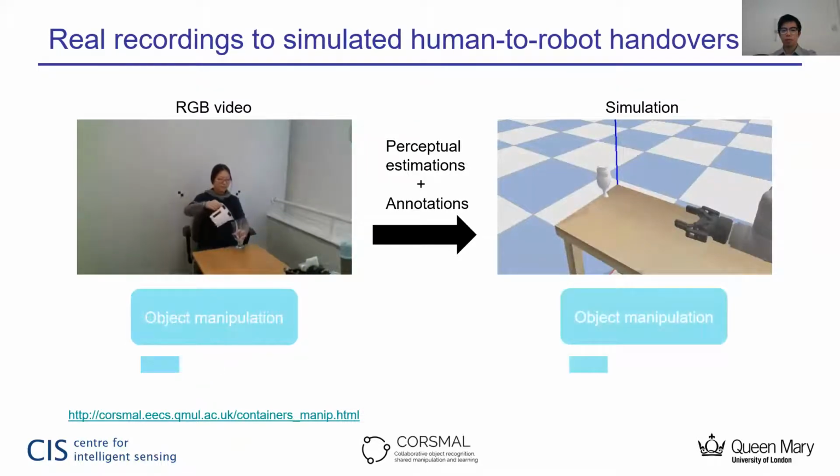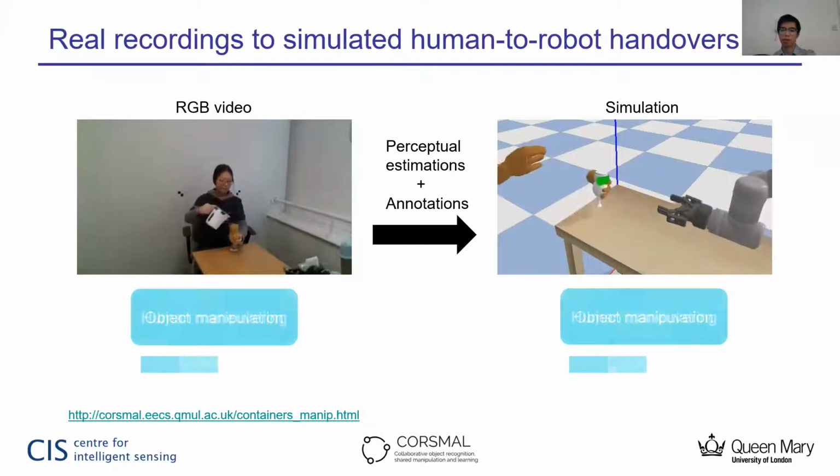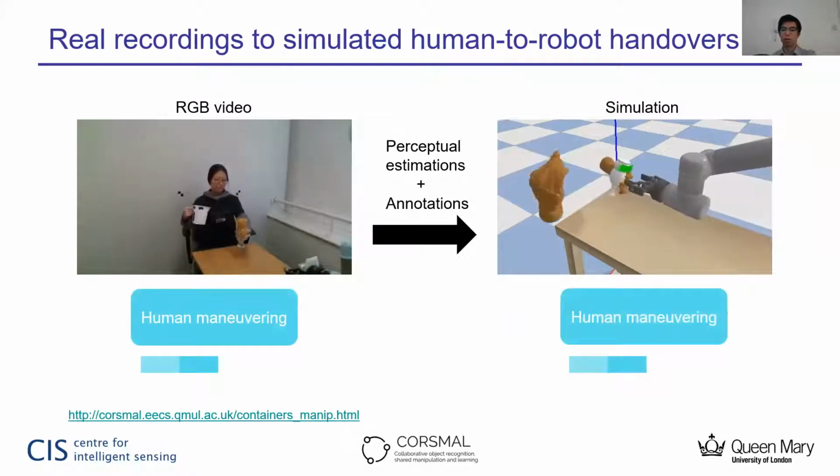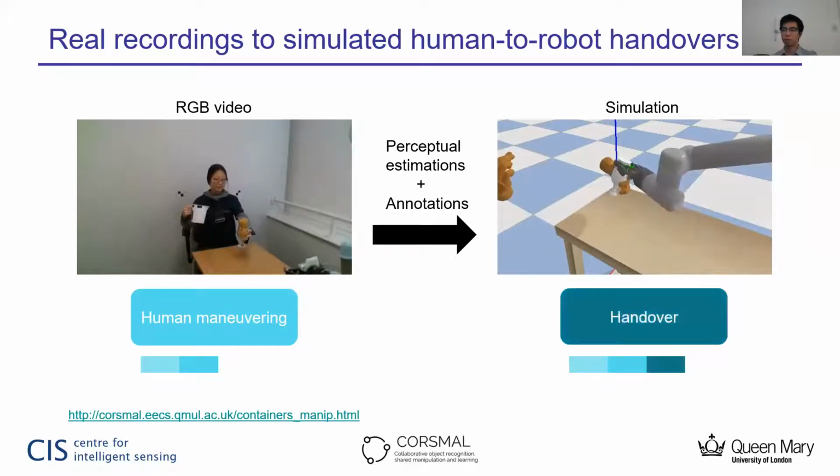In the object manipulation and human maneuvering phase, the container and human hand models will mirror the behavior in the real videos by following the trajectory and orientation estimated by the perception pipeline. The robot will approach the container location in the human maneuvering phase and perform the handover by grasping the container where it is unoccluded by the human hand. Finally, the robot will attempt to deliver the container safely to a target area behind itself.